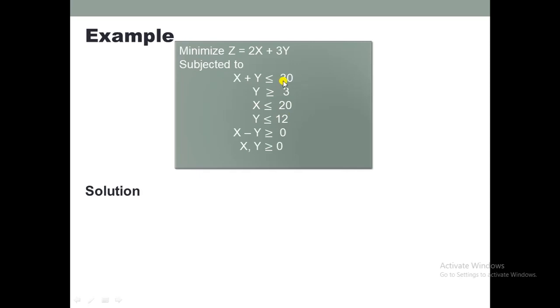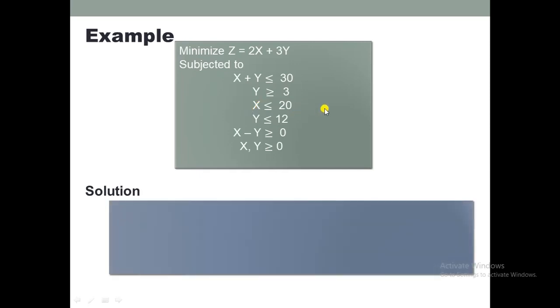Okay, so the first step, once we get the mathematical problem, is to consider each constraint one by one, equate the variables with 0 and get the coordinates for x and y. Where there is no x, get the coordinate for y; where there is no y, get the coordinate for x. So the first constraint is x plus y less than or equal to 30.